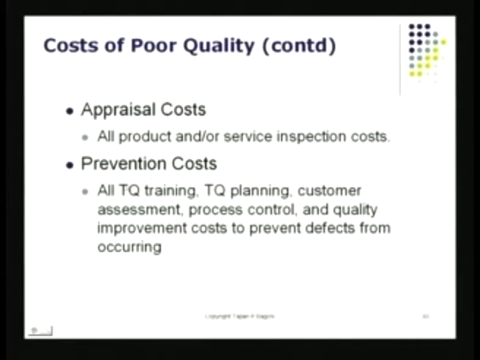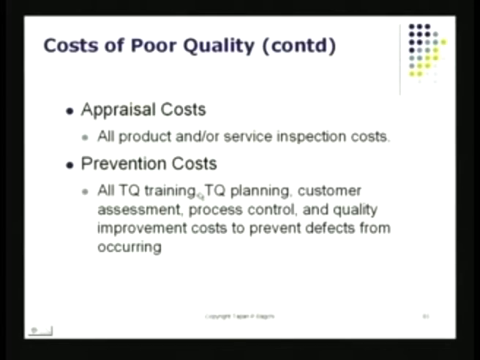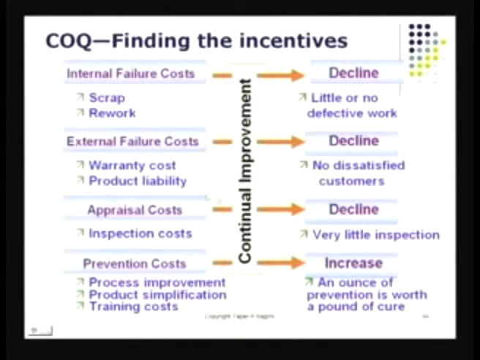Prevention cost is really the place where the company should spend its money. Internal failure cost, external failure cost, appraisal cost and prevention cost, together they compose what we call the cost of quality, and that's shown in this slide here. I've got scrap and rework, which are direct costs to me. They've got warranty costs and product liability costs, which are caused by external failures taking place. Then I've got inspection cost, which comes under appraisal cost, and of course the good costs are these: process improvement costs, product simplification costs, or training costs. These are going to be my prevention costs.